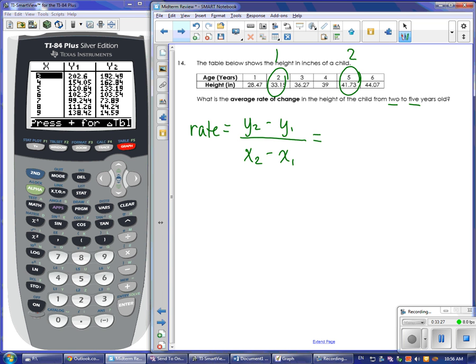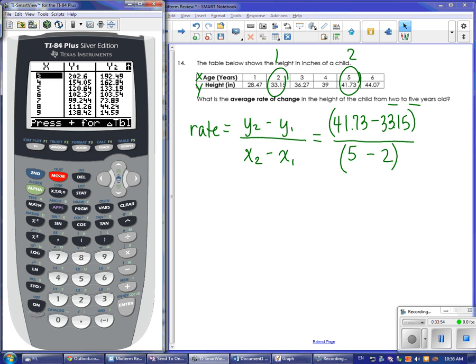So if I want to compute my rate, remember my age is going to correspond to my x variable and my height is going to correspond to y. So when I'm doing my y values, I'm going to look at 41.73 minus 33.15 over my x values, which is going to be 5 minus 2. You can do this all in one step on your calculator, but please make sure you put parentheses around the numerator and the denominator. And this is something that you're allowed to use a calculator on.